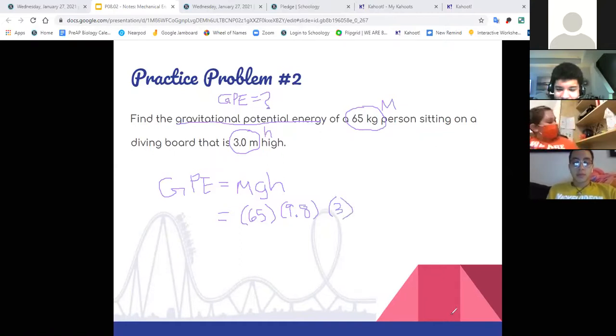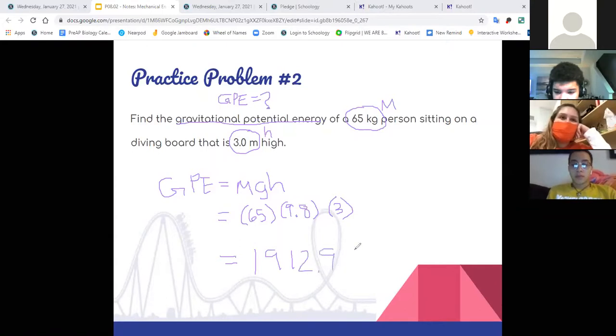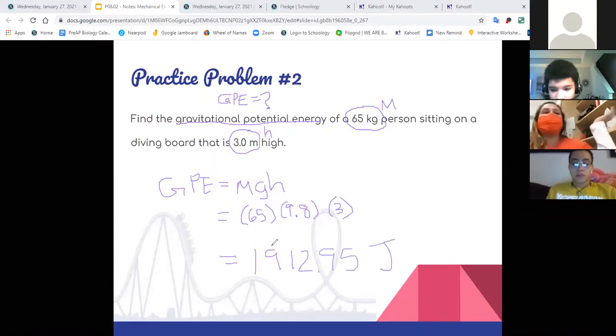All right, so when you're multiplying mass, gravity, height, that's all you have to do. It's just multiply. You're going to end up getting something around, I think I used 9.81, 1912.95. It might be a little bit less because I used 9.81 when I solved it.